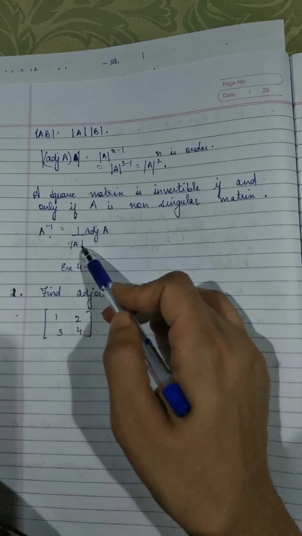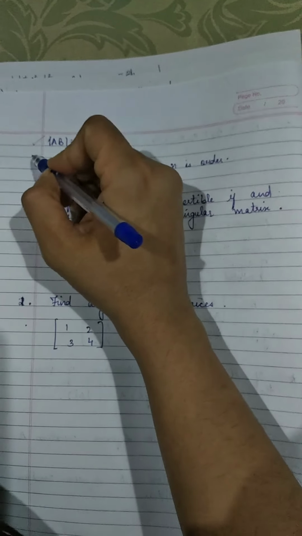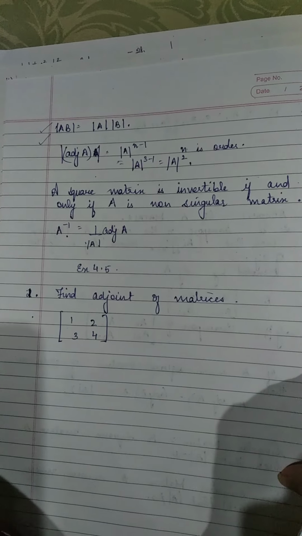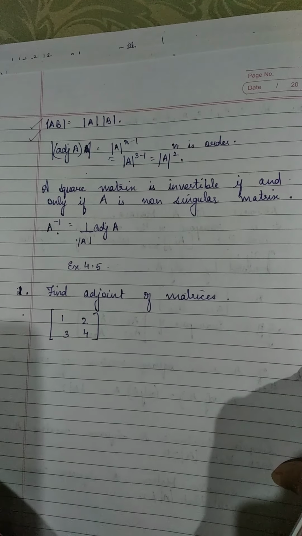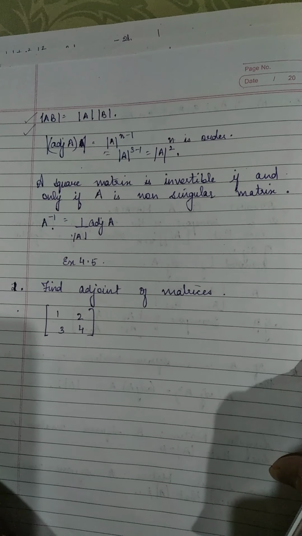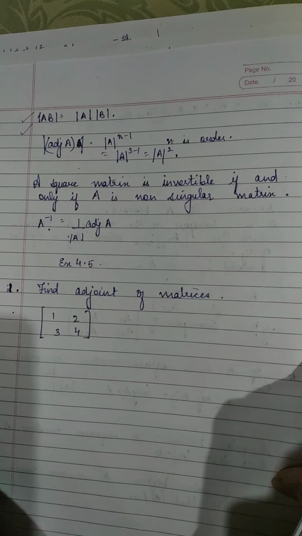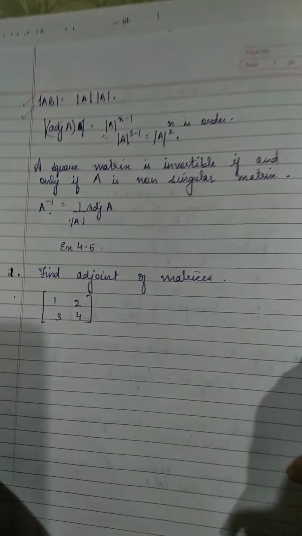And when is determinant of A not equal to 0? When a matrix is non-singular, right? So these two are very important relationships. That is, determinant of a product of two matrices is equal to determinant of one matrix into determinant of another matrix. And determinant of adjoint of a particular matrix is determinant of that matrix to the power n minus 1, where n is the order of the square matrix.